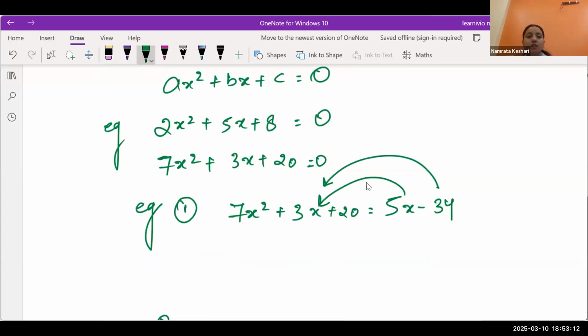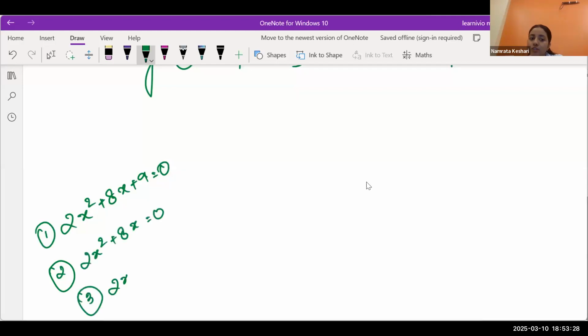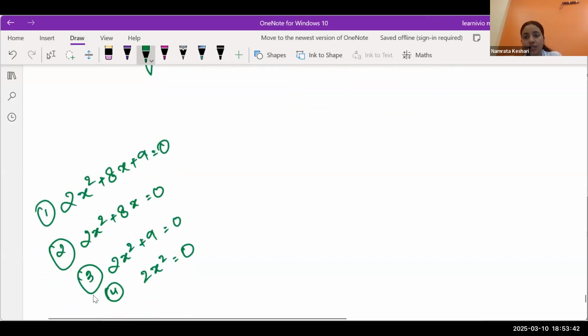Before proceeding with the identification of a, b, c, one thing I must mention: our quadratic equation can look like this, or it can look like 2x square plus 8x is equal to 0, or 2x square plus 9 is equal to 0, or even 2x square is equal to 0. So you can see that whether other terms are there or not doesn't matter. The highest power of the variable in that equation has to be 2. If other terms are there, well and good. If other terms are not there, it's fine. The x square term has to be there.